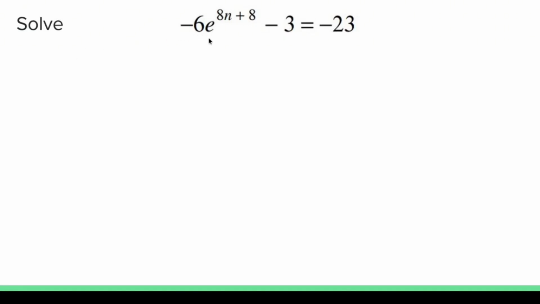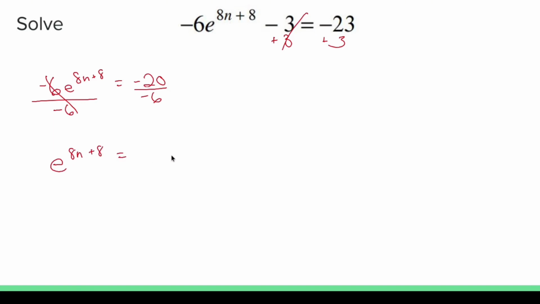Solve negative 6 times e to the 8n plus 8 minus 3 equals negative 23. All right, this is going to be rough. Let's start out by adding 3 to both sides. All right, so that gives us negative 6 e to the 8n plus 8 equals negative 20. So far, not so bad. This is where it gets bad. I want to get rid of that negative 6, so we're going to divide negative 6 from both sides.